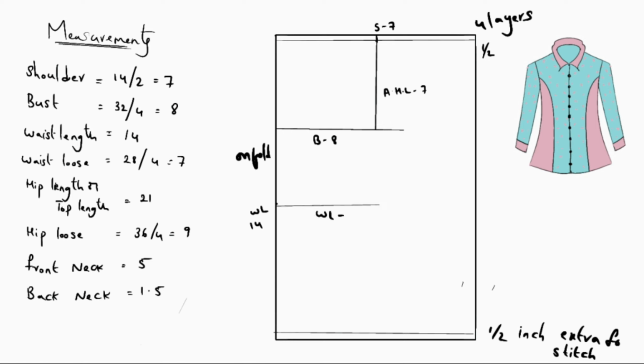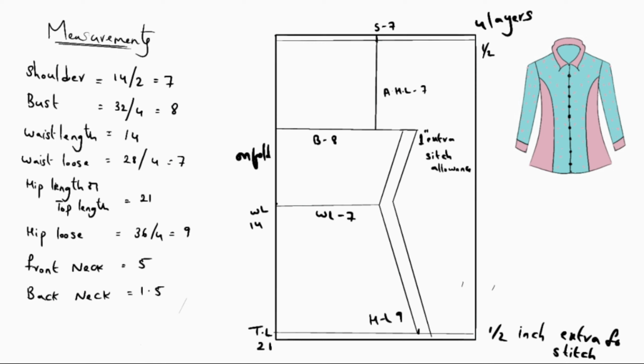Again from starting midpoint you will take hip length or your top length. From that point you will take hip length is equals to top length 21, and from that point you will take hip loose 9. Now you will connect all lines. After joining lines, you can give extra allowance for stitch. I am giving here 1 inch extra stitch allowance.